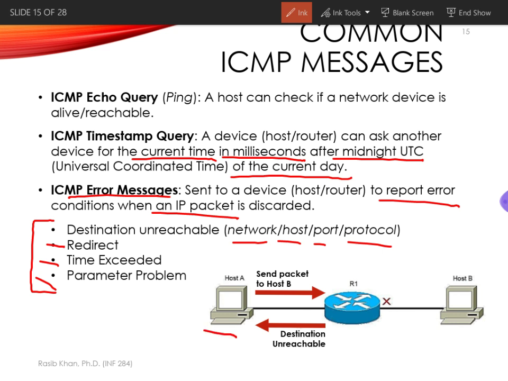So for example, if host A sends out a packet to host B, and if this link is broken, then the router can send an ICMP error message saying that the destination is unreachable. In this particular case, it would be a host destination unreachable message.